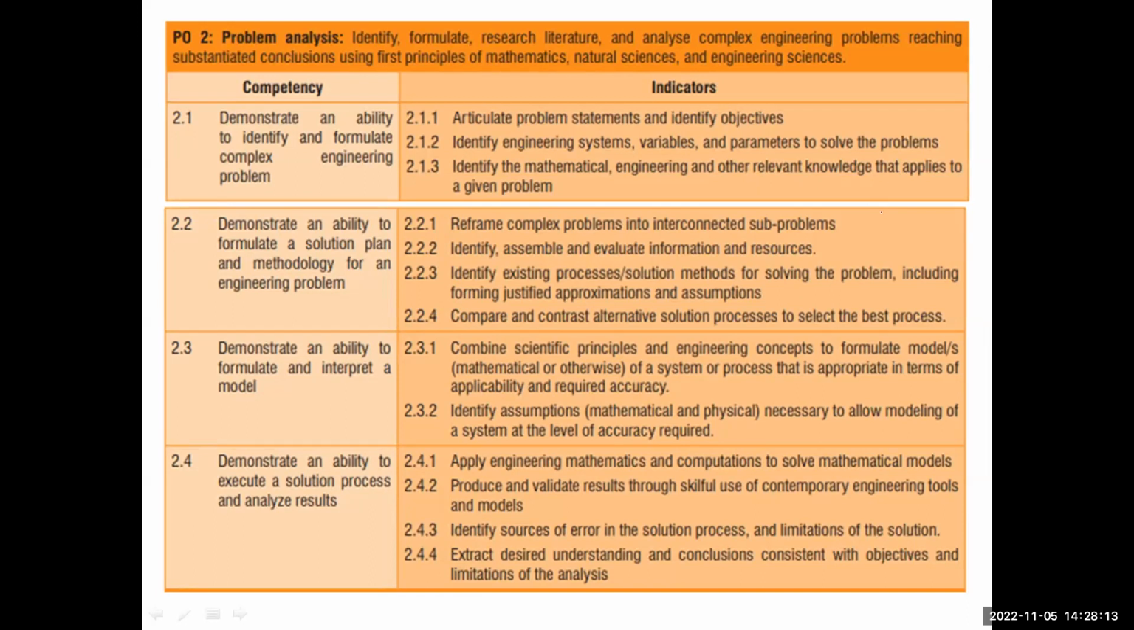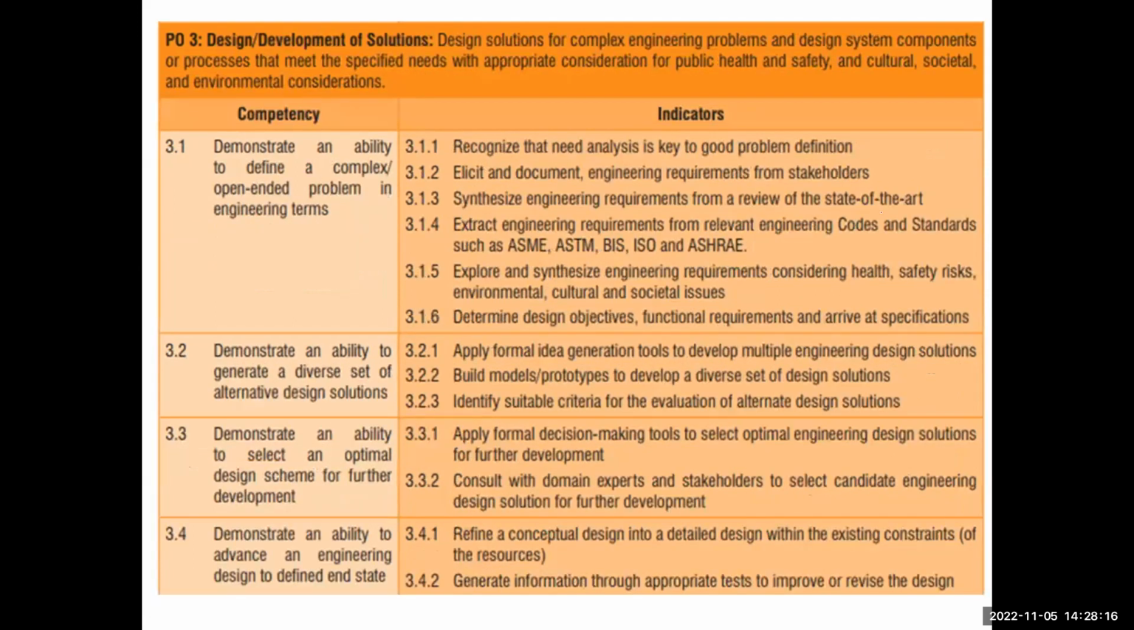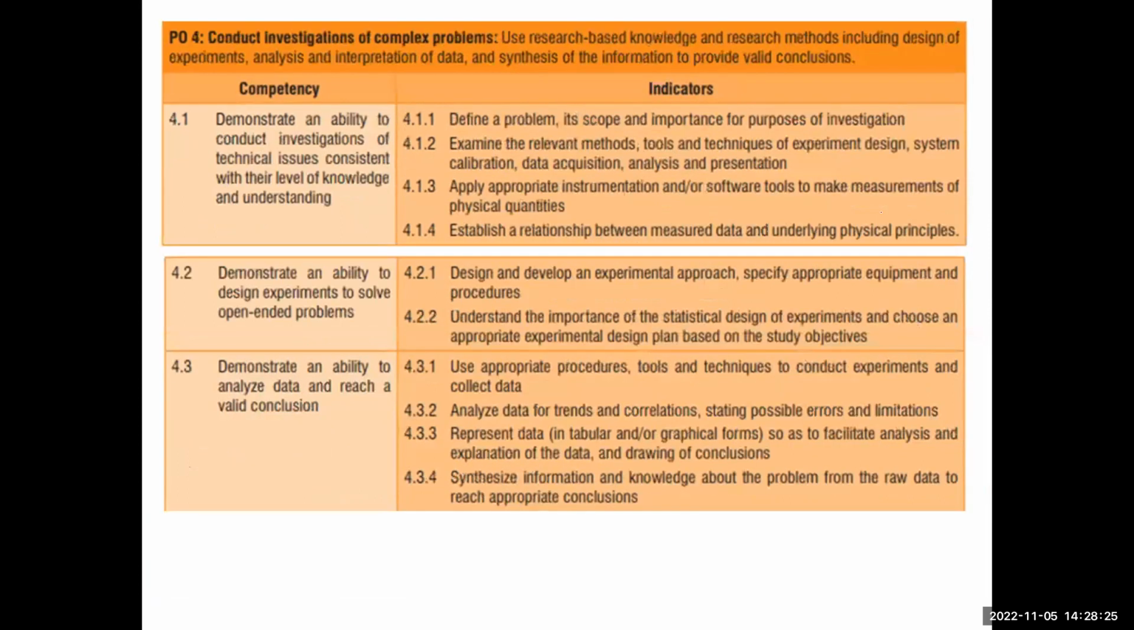Moving to the next one, we have the PO3. So design and development of solutions has this many performance indicators and competencies, right? Similarly, for the PO4, you can see that 4.1, 4.2, 4.3 are the different competencies we define.